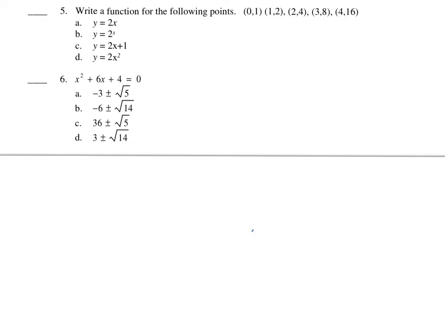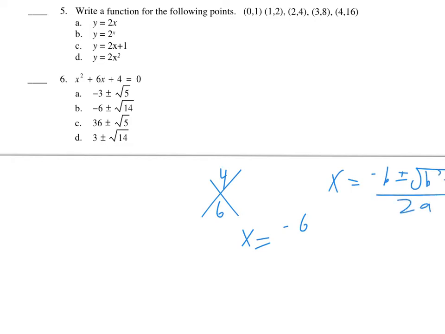We're going to solve this one. We'll try to factor it, thinking of two numbers that multiply to 4 and add to 6, but no numbers work. So I'll jump into the quadratic formula. Negative b plus or minus the square root of b squared minus 4ac, all over 2a. So we have negative 6 plus or minus the square root of 6 squared minus 4 times 1 times 4, all over 2 times 1.